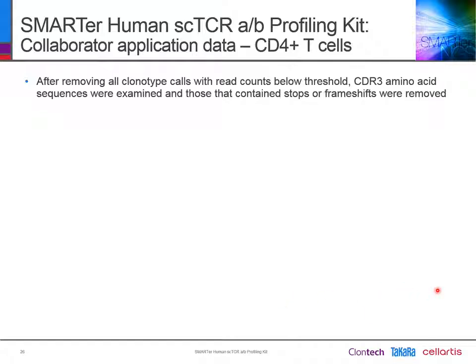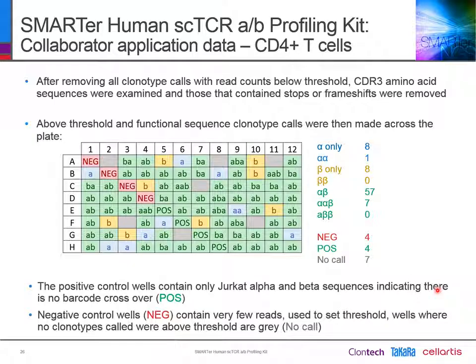So we go through the data and we remove all the clonotype calls with fewer than 607 reads, and then examine the amino acid sequences of the CDR3, because we will get non-functional sequences in our data. All sequences that contained a stop codon or a frame shift were removed. After that, I'll show you a plate map here. This is what we see. This plate shows all of the calls that were above the threshold and were functional.